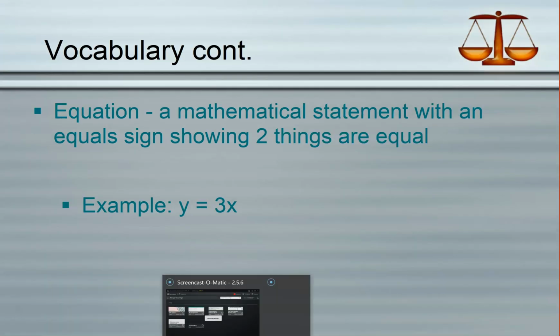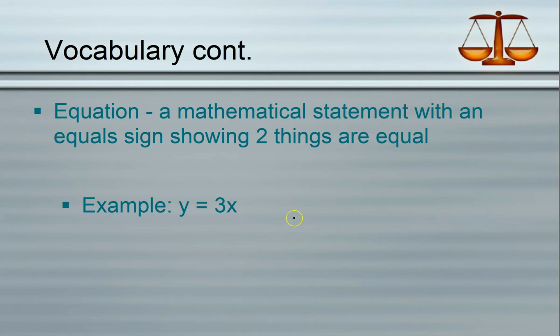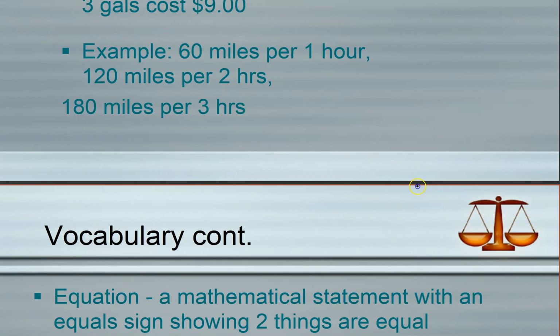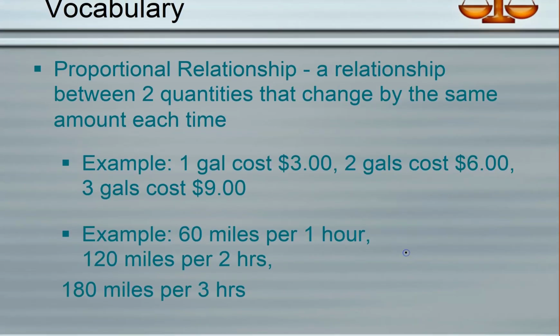All right. Just to begin, if you remember from seventh grade, an equation is a mathematical statement with an equal sign showing two things that are equal. The example here is y = 3x. We talked about the gallons one. If we go back to this slide right here, we know that our constant was $3 because it was growing by 3 each time. So all you have to do is y = 3x. That will be my constant.